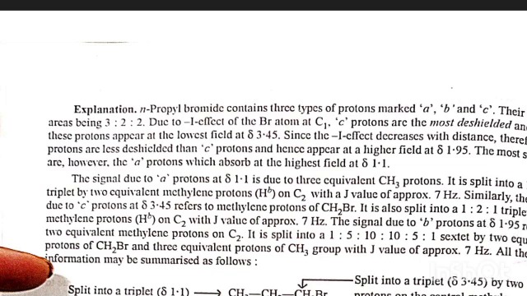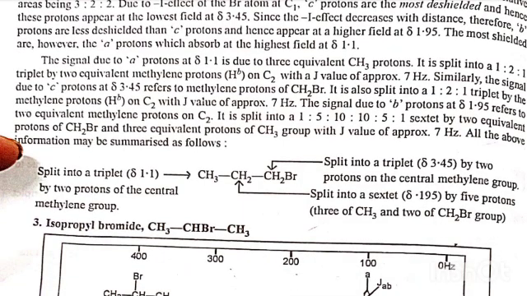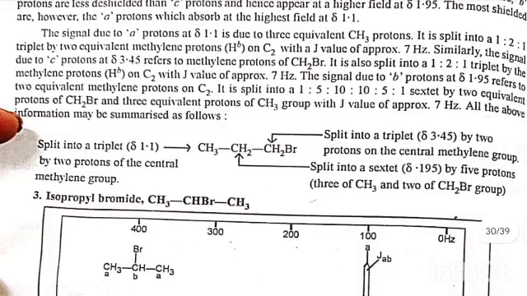Explanation. n-Propyl bromide contains 3 types of protons marked A, B and C, their relative areas being 3:2:2. Due to the minus I effect of the bromine atom at C1, C protons are the most deshielded and hence appear at the lowest field, at delta 3.45, since the minus I effect decreases with distance. Therefore, B protons are less deshielded than C protons and hence appear at a higher field, at delta 1.95. The most shielded are, however, the A protons, which absorb at the highest field, at delta 1.1.